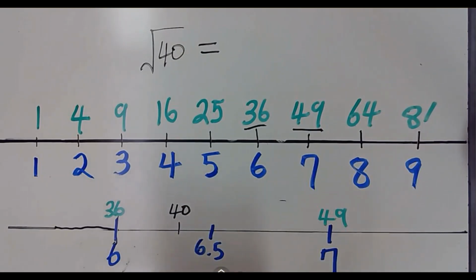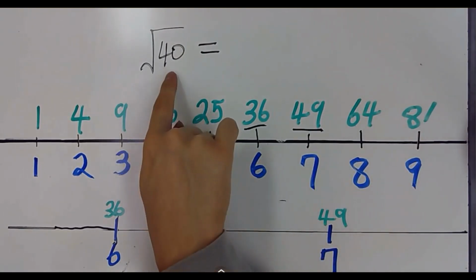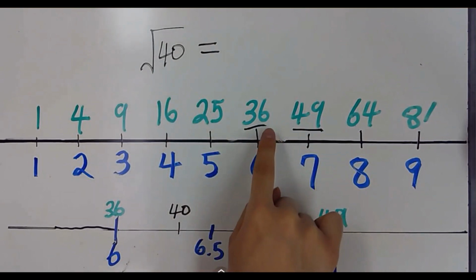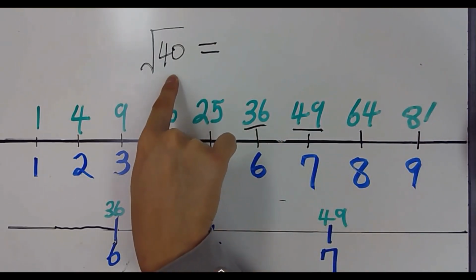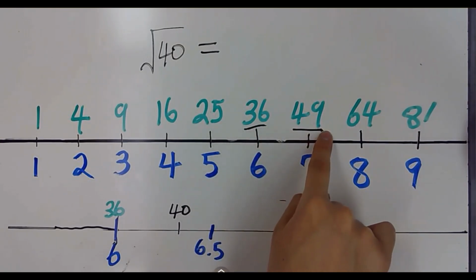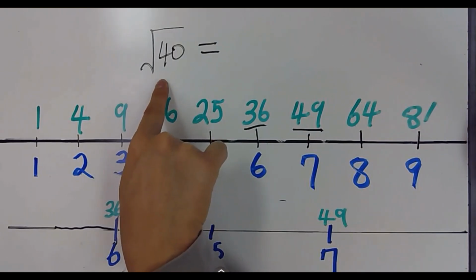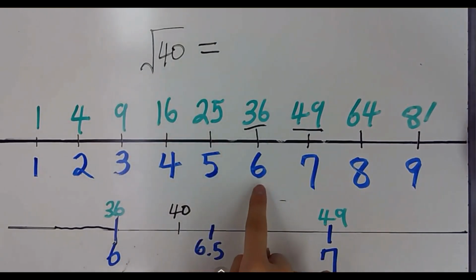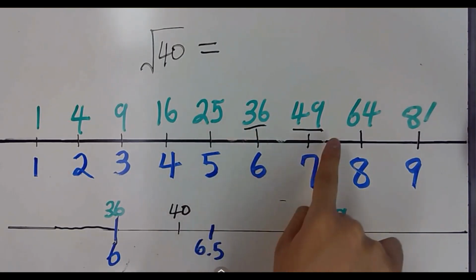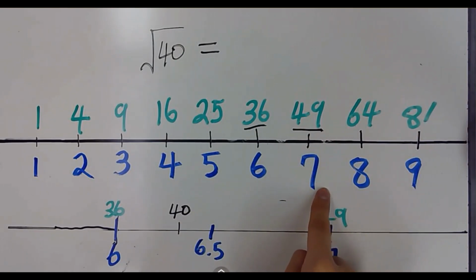The first thing that we have to do is figure out where 40 would be in between. I know that 40 is in between 36 and 49. Then I know that square root of 40 also has to be in between 6 and 7, because square root of 36 is 6 and square root of 49 is 7.